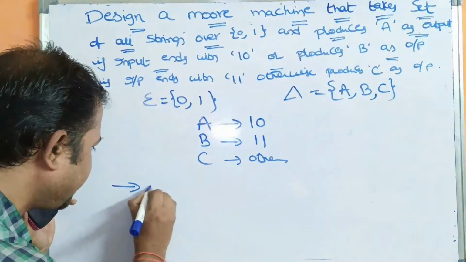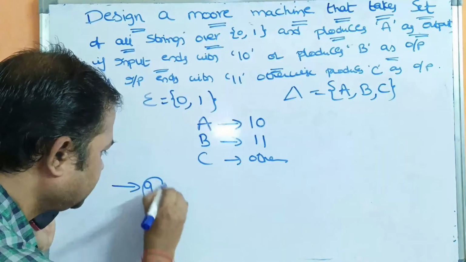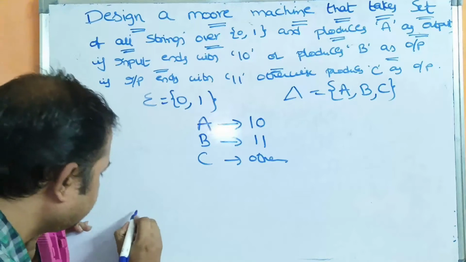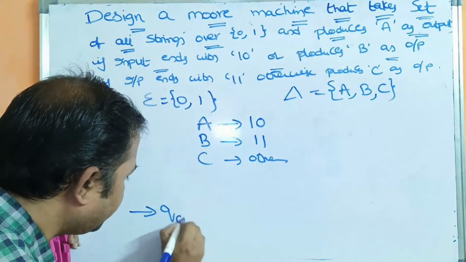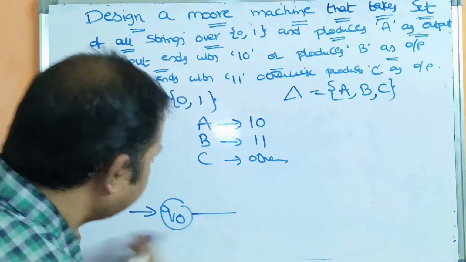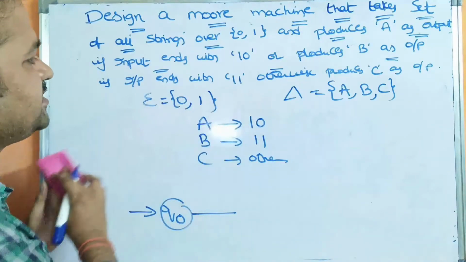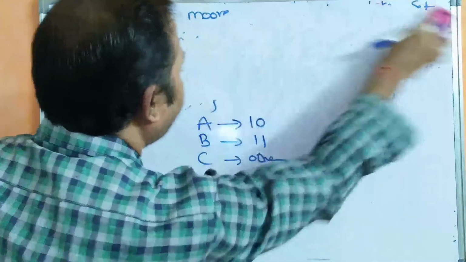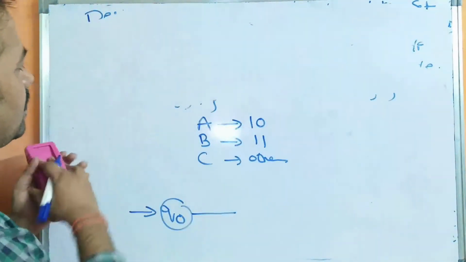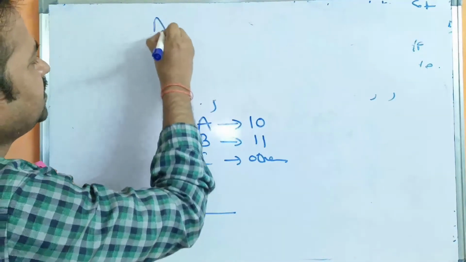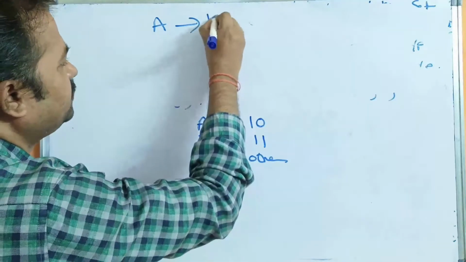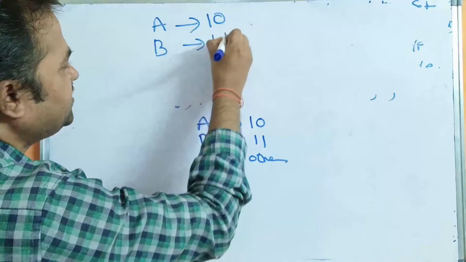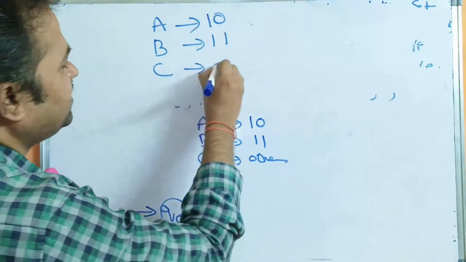First let us draw the diagram for 1 1. So Q0. For space constraints I am erasing this portion. So output is A if the input ends with 1 0. Output is B if the input ends with 1 1. C otherwise.